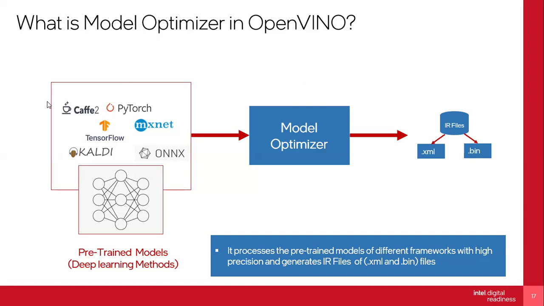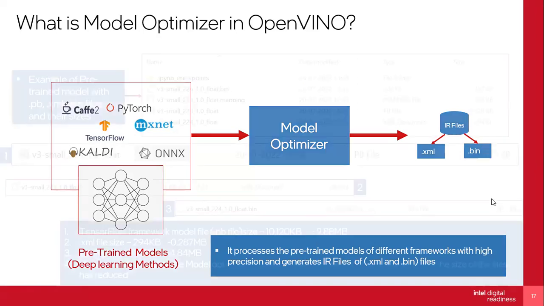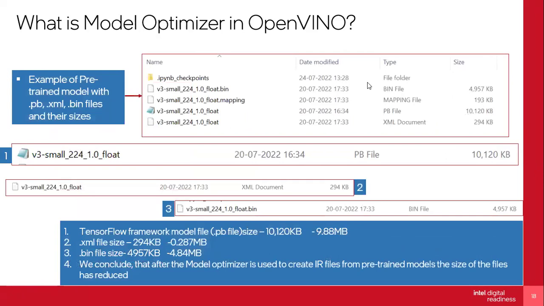Okay. The next one is, what is model optimization? The Model Optimizer in OpenVINO. So you can see there are so many predefined models, right? XML files, bin files, so many files, correct? All these files we are going to use in TensorFlow or Caffe, any one predefined, pre-trained model we can use, okay? There are so many pre-trained models. You just need to download the bin file and the XML file.